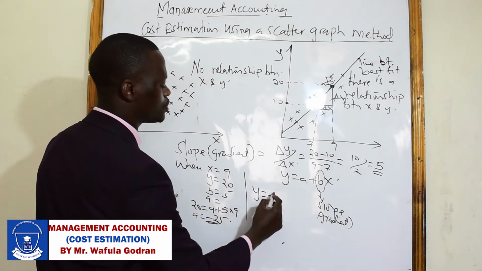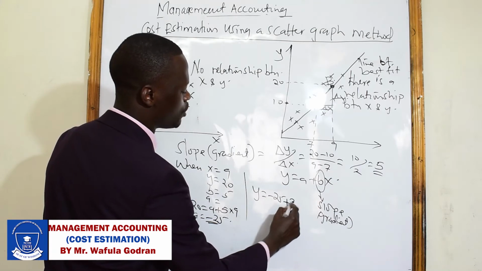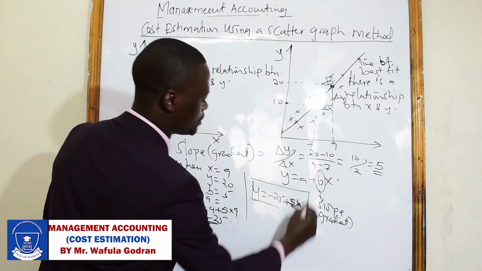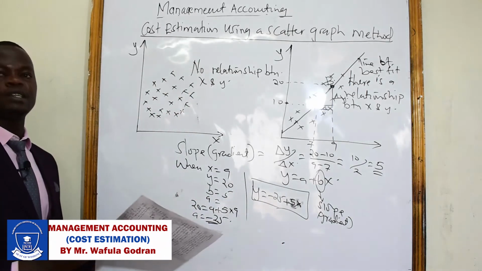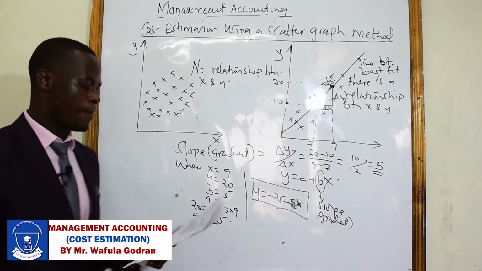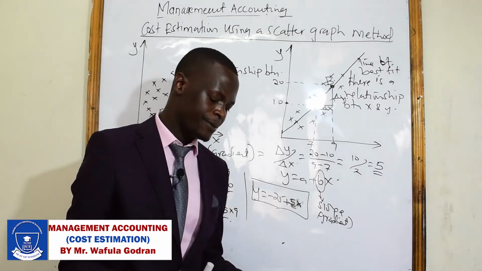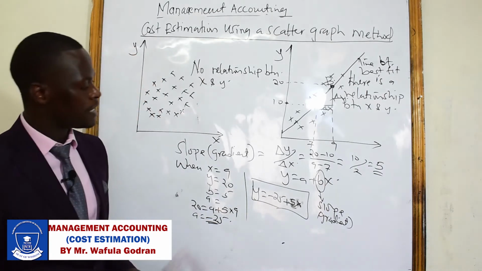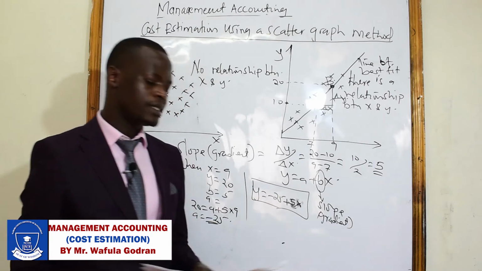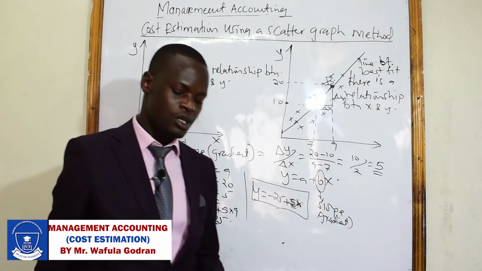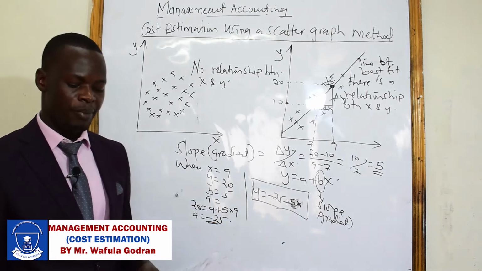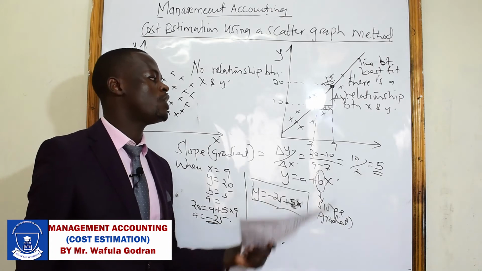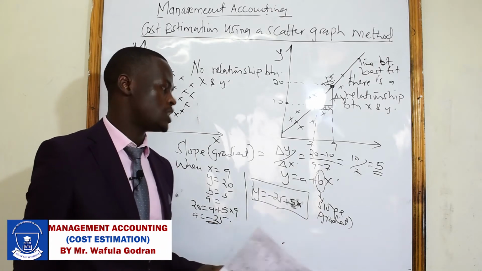So we have gotten A, and once we get A, we can come up with an equation and say y is equal to negative 25 plus 5x. That becomes the equation. So it is very easy for us to apply this method. That is what we are calling the scatter graph. A disadvantage of this method is that it cannot be used for two or more independent variables. We should have only one independent variable.